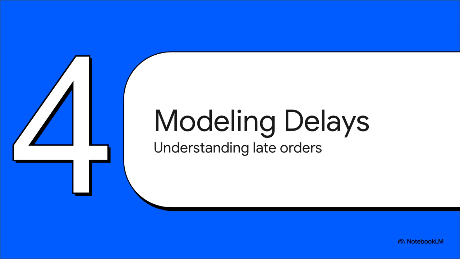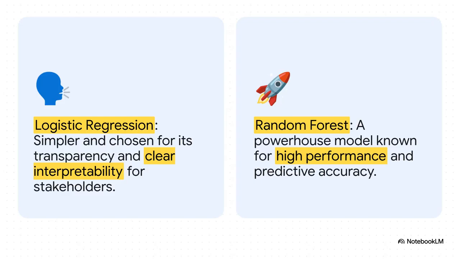Answering that first big question, when do we need drivers, led us straight to another, even deeper question. We know when the demand is coming, but what are the specific things that actually predict if an order will be late? This is where we go from forecasting what's coming to modeling what's driving it. So for this, we had another model showdown. In one corner, you've got Random Forest, which is a total powerhouse known for its amazing performance. And in the other corner, you have Logistic Regression, a much simpler model that is incredibly easy to explain.